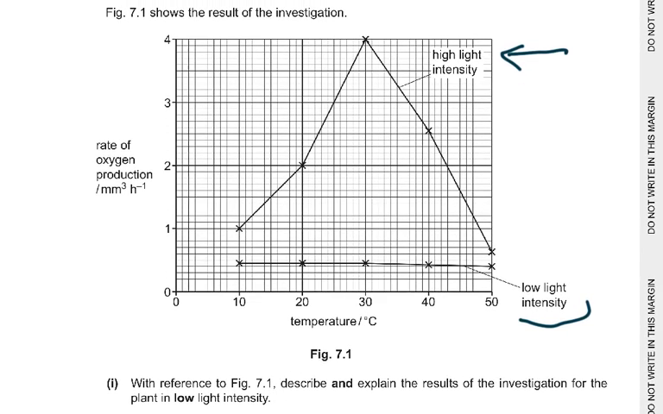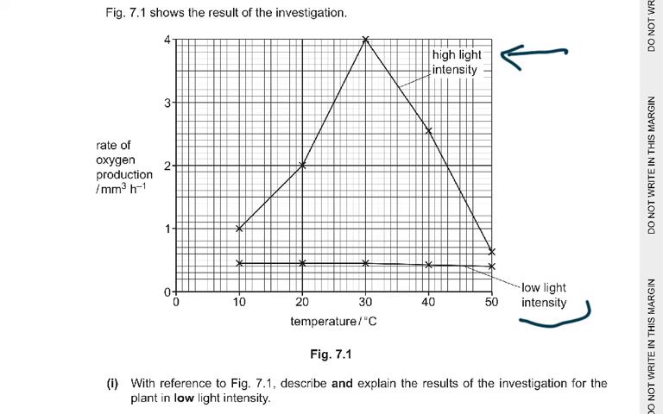Now, with reference to figure 7.1, describe and explain the results of the investigation for the plant in low light intensity. So the rate of oxygen production is low or stays constant. Light intensity was the limiting factor because it's low light intensity. So less light absorbed, less photolysis, less light dependent reaction. You couldn't have said no light energy absorbed. Some of it is being absorbed, and the rate of oxygen production is less than 0.5, but it is there.